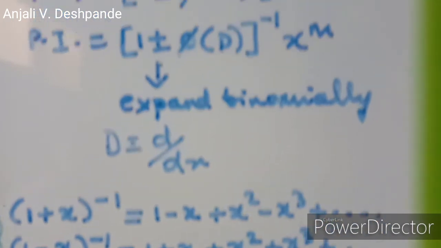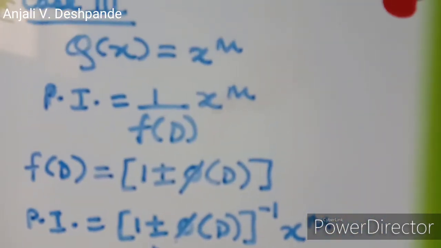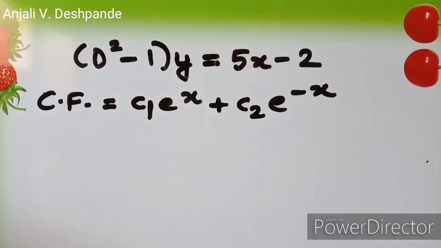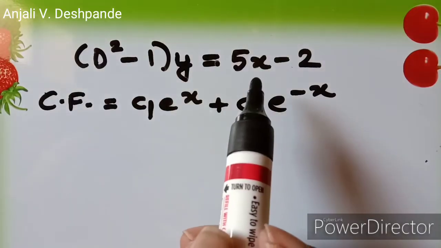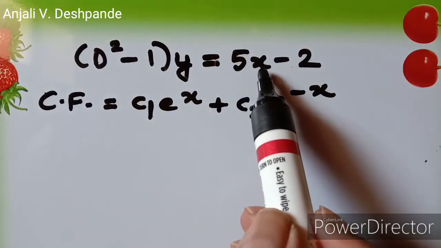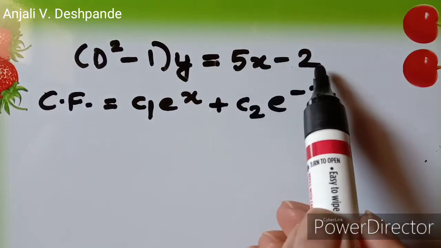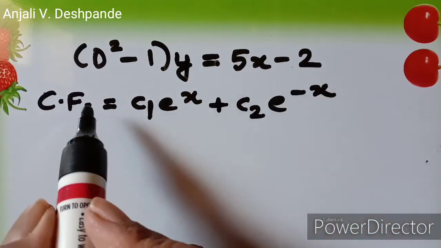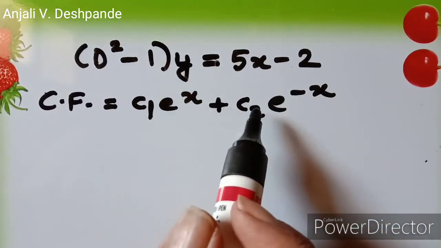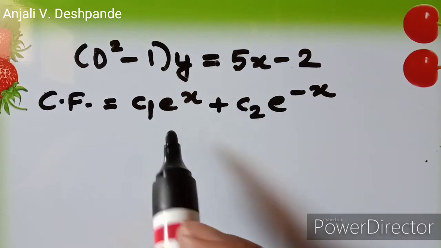Right, so this is the case 3, and now we shall see the supporting examples which are based on case 3. Now we are going to see the example based upon case 3. In the right hand side we have the function 5x - 2, which is like x raised to m. CF is already found out. Again you can refer to the earlier video and see the methods for finding out the CF.